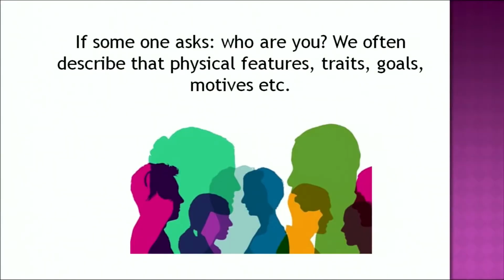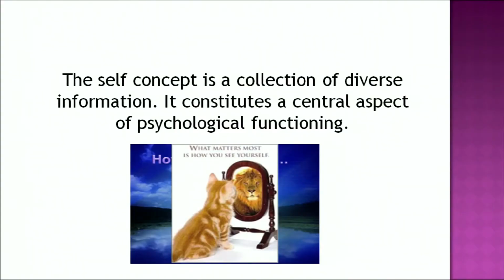So, let us begin with the first one, which is what is self-concept. So, if someone asks, who are you? Then we often describe the physical features, traits, goals, motives, etc., that the person is tall, short, good looking or very intelligent. So, this is how we describe someone. The self-concept actually is a collection of diverse information.